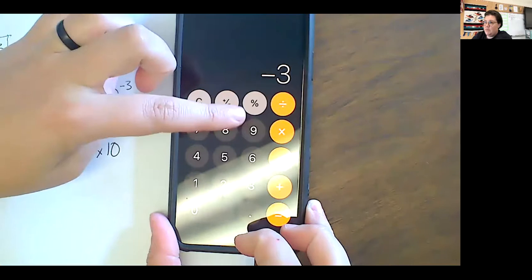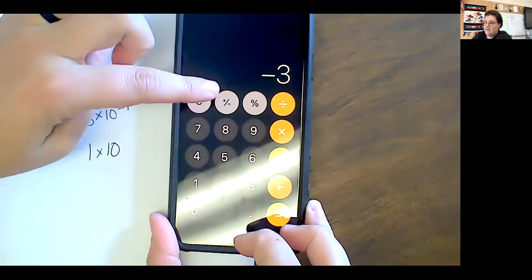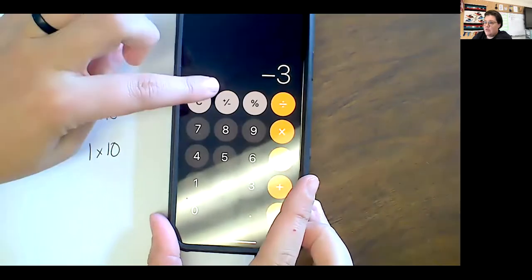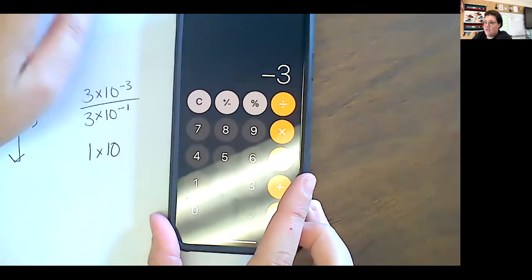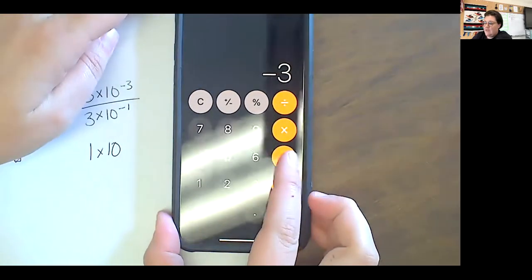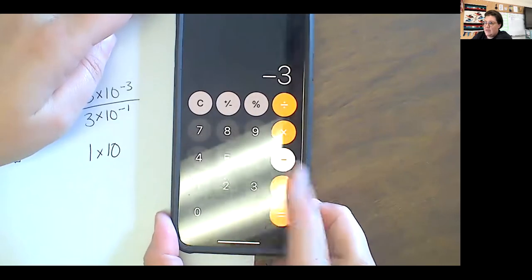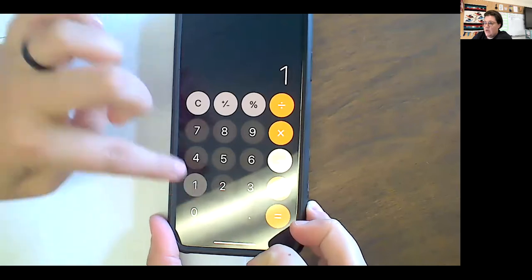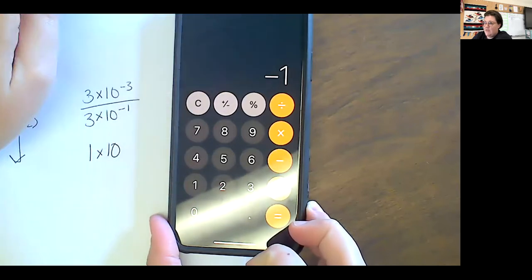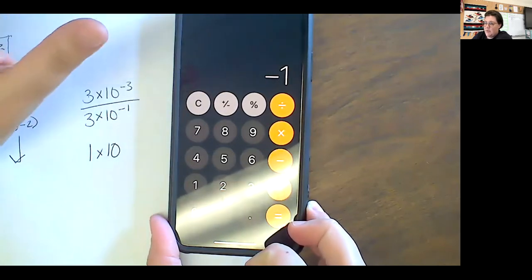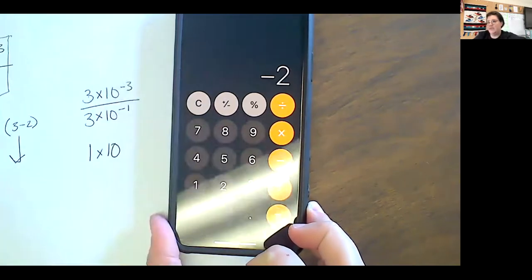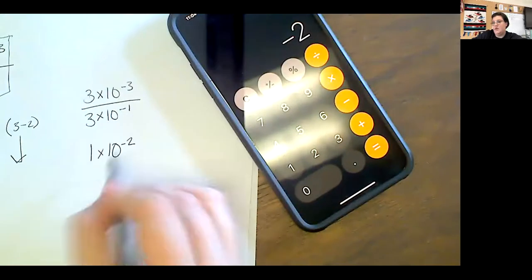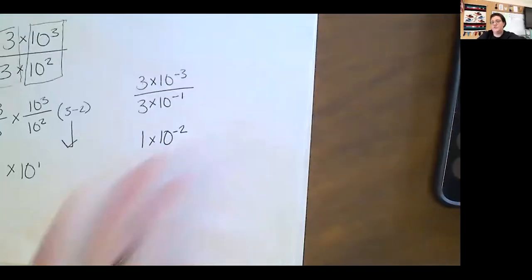Some calculators, you can push the positive and negative sign first and then the number. So make sure you know how your calculator works and where the button is to make it positive or negative. So -3 minus, have the minus highlighted, and then I'm gonna subtract 1, but that 1 is negative. So it feels a little backwards from how you say it, but that's how you do it. So my number is -2. So my answer is 1 times 10 to the -2, okay?